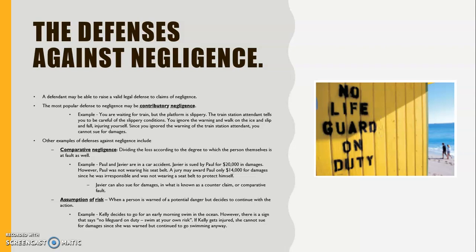And the last one here, assumption of risk. When a person is warned of a potential danger but decides to continue with the action. Okay, they decide to continue with the action. Example here, Kelly decides to go for an early morning swim in the ocean. However, there's a sign that says, like you see in the picture here, no lifeguard on duty, swim at your own risk. If Kelly gets injured, she cannot sue for damages since she was warned, but continued to go swimming anyway. Pretty straightforward, right?